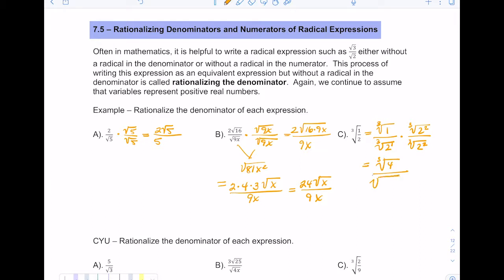Okay, let's write that first. So 2 to the first times 2 to the second. Remember, this just means I need a group of 3 2's, which I have because 2 to the first times 2 to the second really is just 2 to the third. So the cubed root of 2 to the third is just 2. So I have here the cubed root of 4 over 2, and that's my final answer.